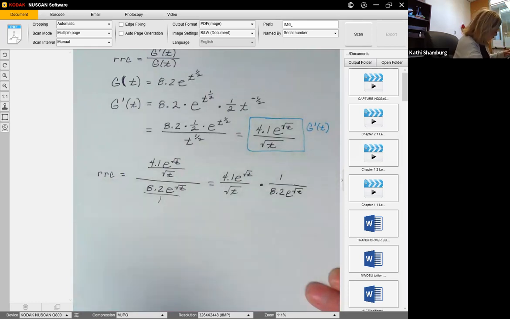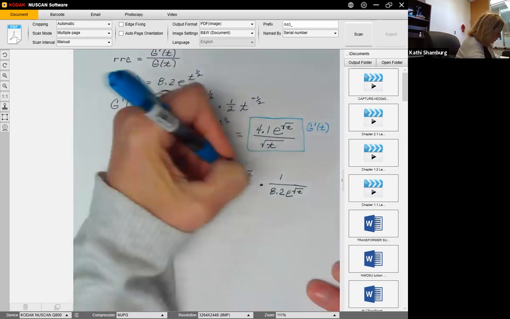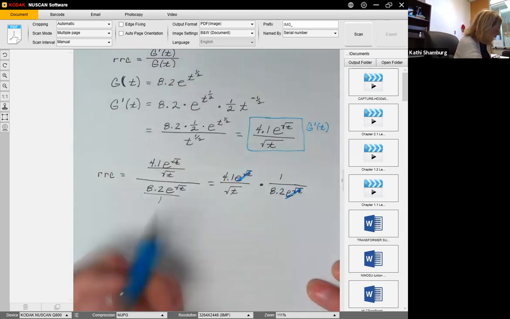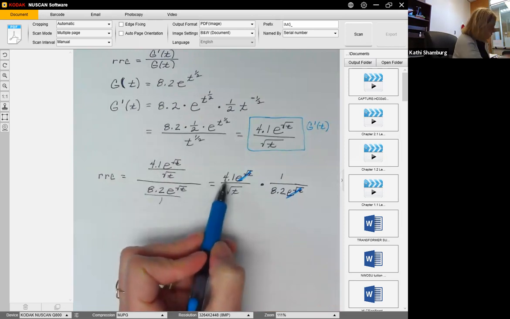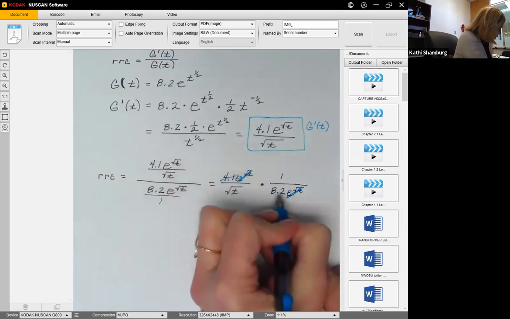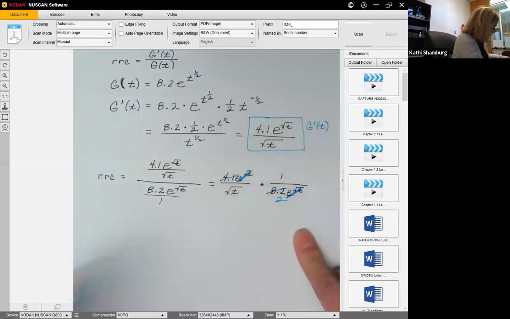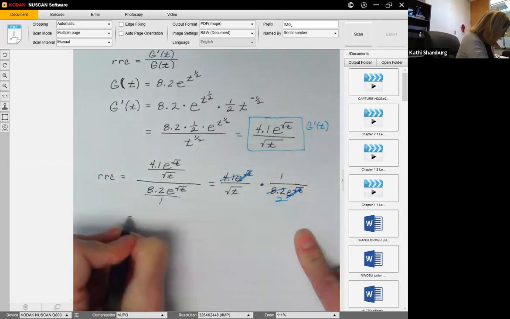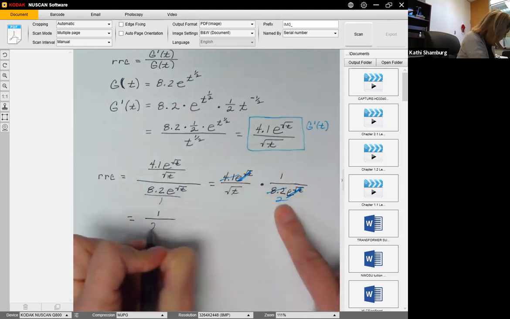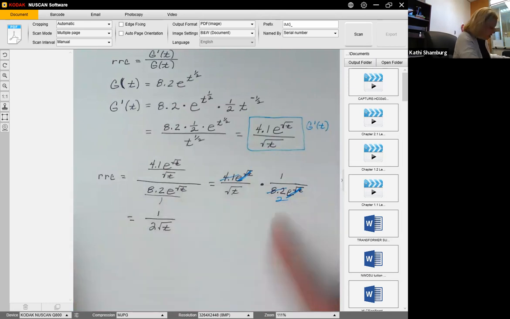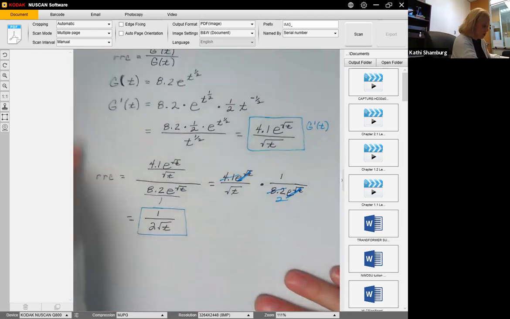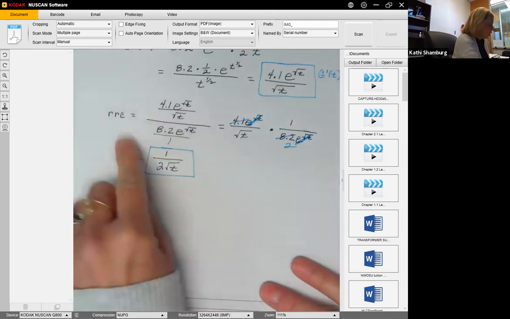So now we look at this and go, okay, how can I simplify? Well, these two cancel each other out. And then if I simplify 4.1 and 8.2, 8.2 divided by 4.1 is 2. So in essence, in the numerator we're left with 1, and in the denominator, we're left with 2 square root of t. So it ended up a pretty nice fraction from what it started with. So we have found the RRC.